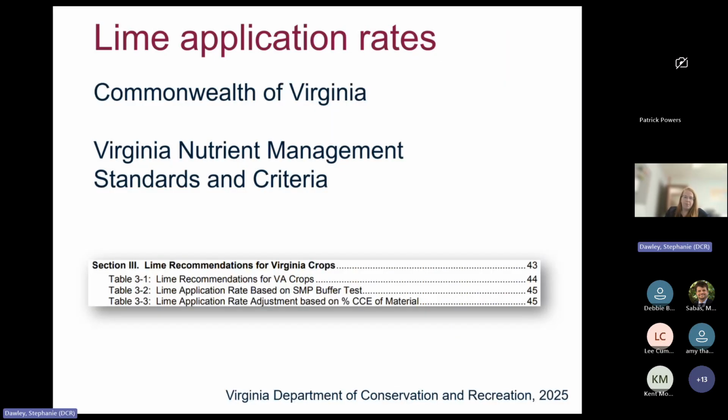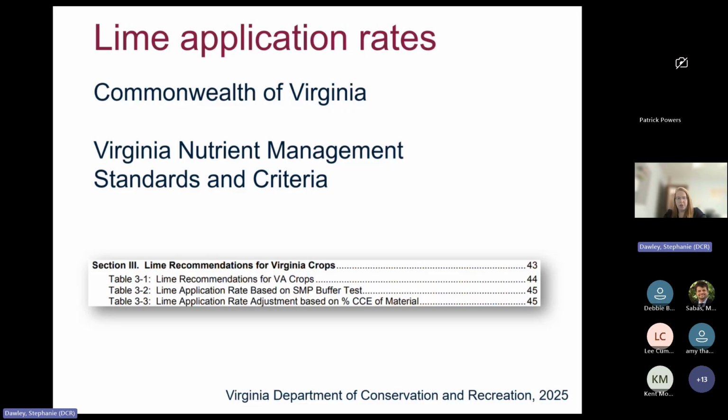And other information: in the standards and criteria, which, if you're joining us next week for plan writing, we'll talk about lime. It's on pages 43 to 45. We talk a bit about lime, what standard crops need in Virginia, which is a 6.2, our CCE percent, and how to do applications based on SMP buffers and Mehlich-1.